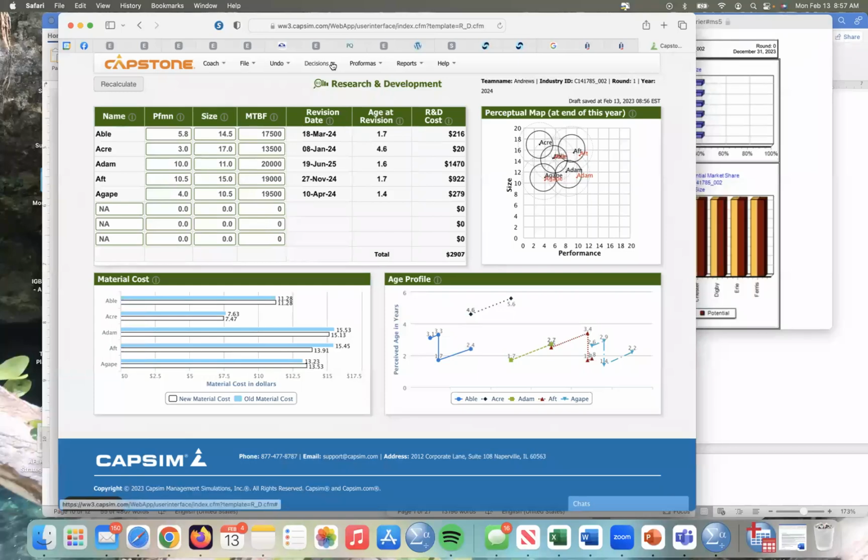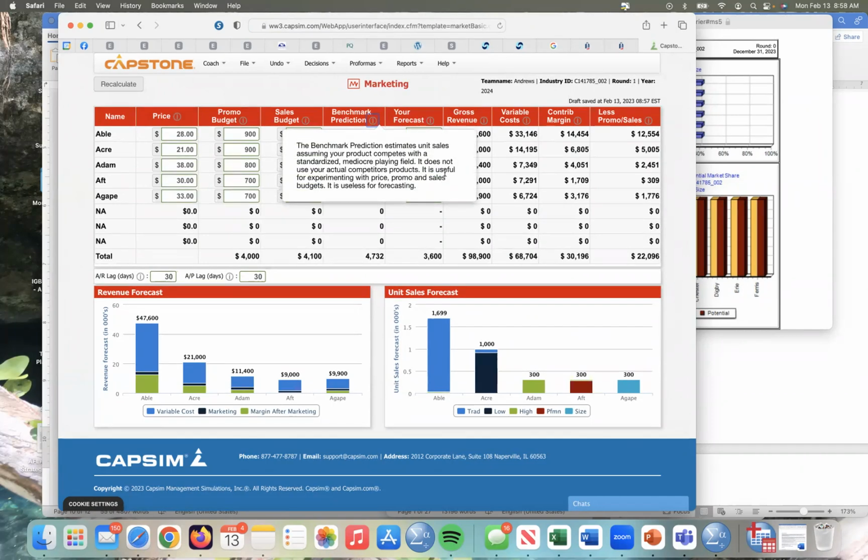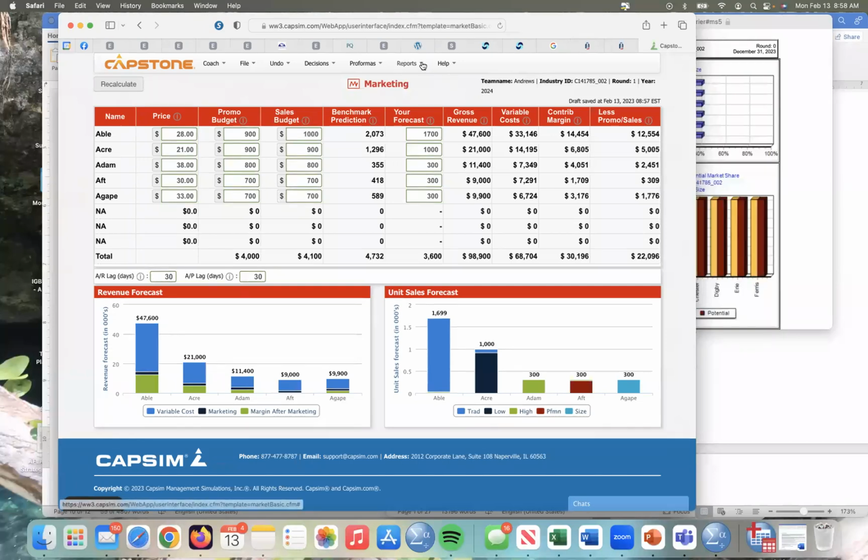So now I'm going to go into the marketing decisions. And as you know, we want to make sure these forecasts are accurate. One of the things that we misforecast, you remember last time, was the Acre product. So we're going to revise our forecast for the Acre product. This benchmark prediction, when you read it, it says it is useful for experimenting, doing what-if analyses. It is useless for forecasting. So we have to go back to our reports.